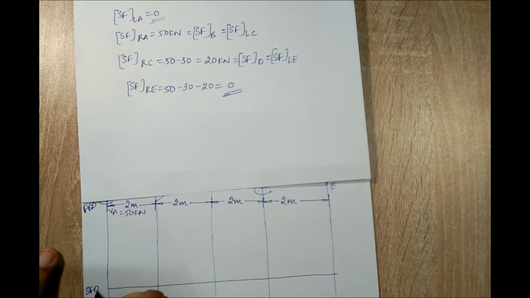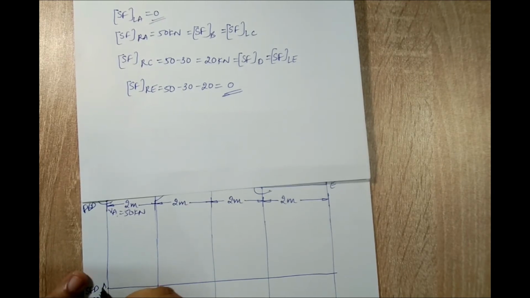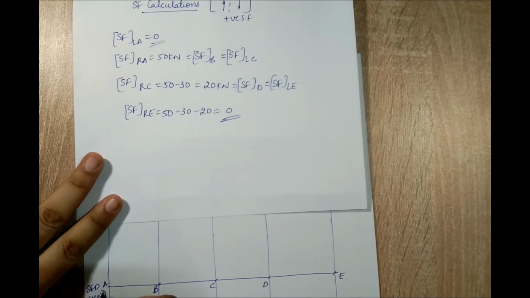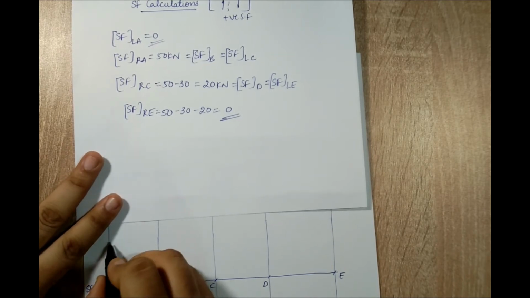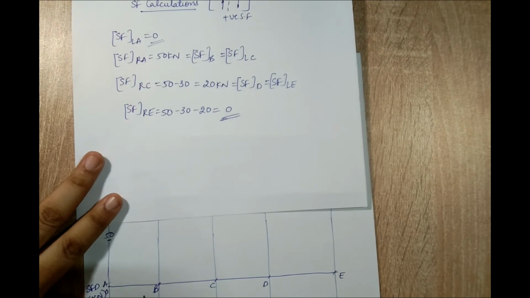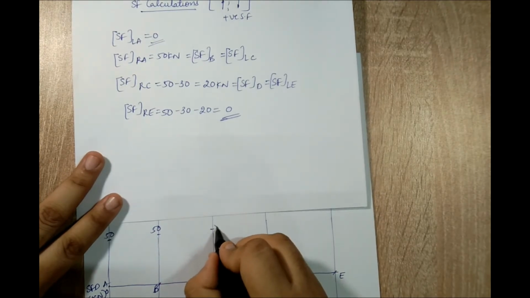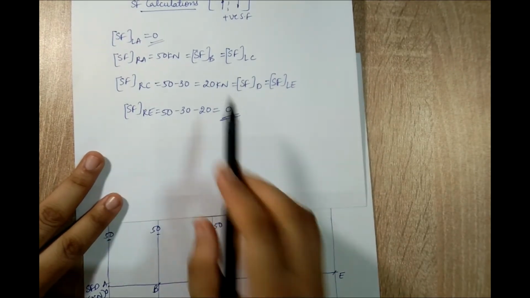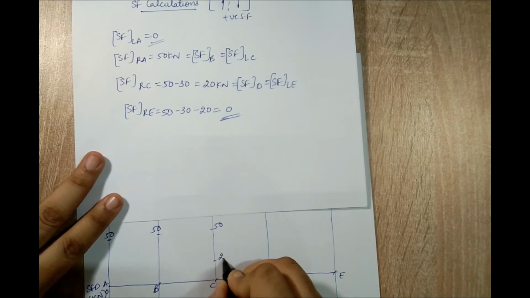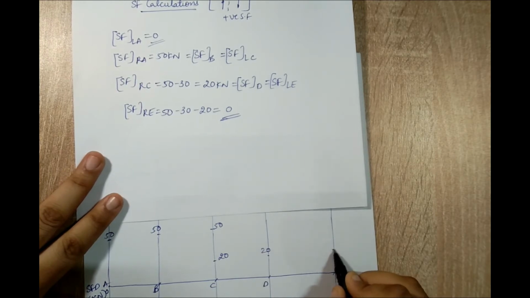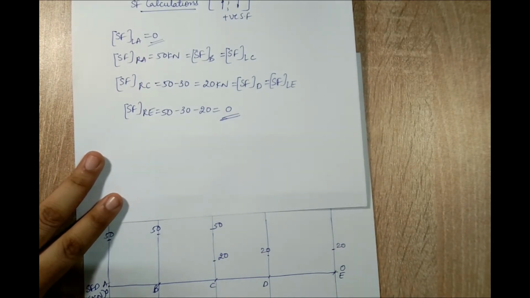This is my SFD in kilonewton. Points A, B, C, D, E. Now this is going to be a very interesting plotting of the numbers. I'll start with the left of A, which is 0. Then I have right of A as 50. I have shear force at B as 50. I have shear force to the left of C as 50. I have shear force to the right of C as 20, so it will be a little below. Then I have shear force at D as 20. Shear force to the left of E is 20 and shear force to the right of E is 0.